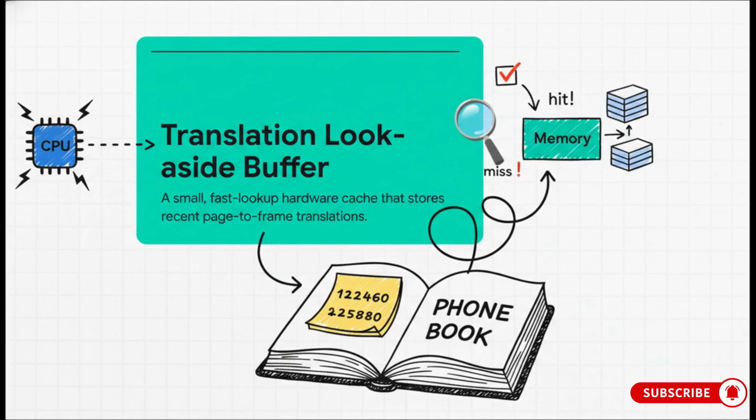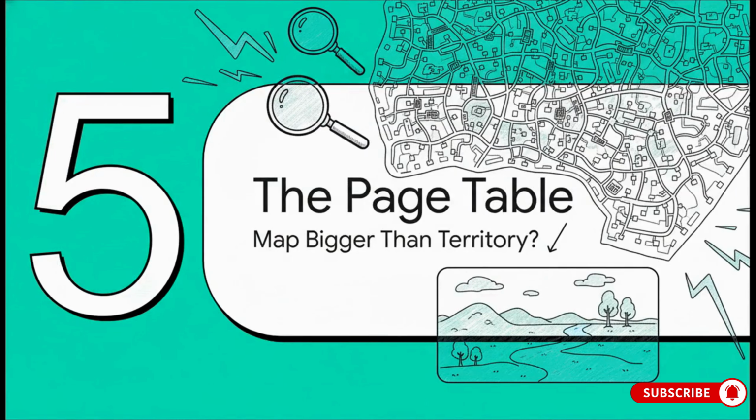And because programs tend to work in the same small area of memory for a while, this works incredibly well. The TLB usually has a hit rate of over 99%, which makes paging fast enough to actually use. Okay, so paging solved fragmentation. The TLBs solved the speed problem. But in slaying those two dragons, we've accidentally created a new monster.